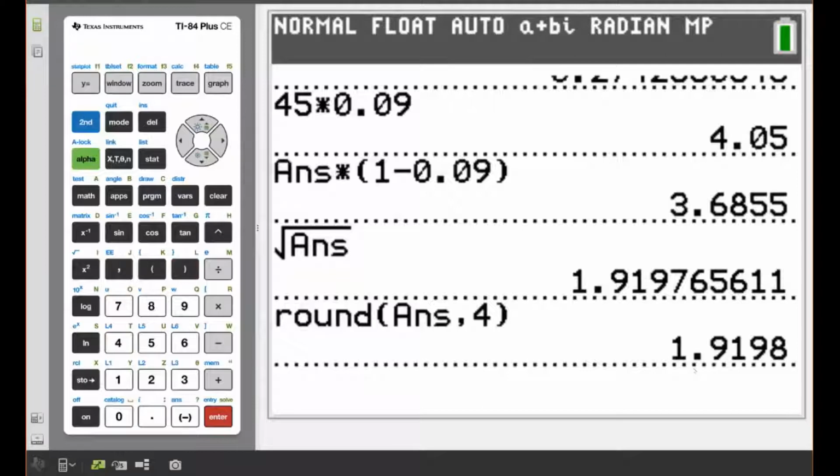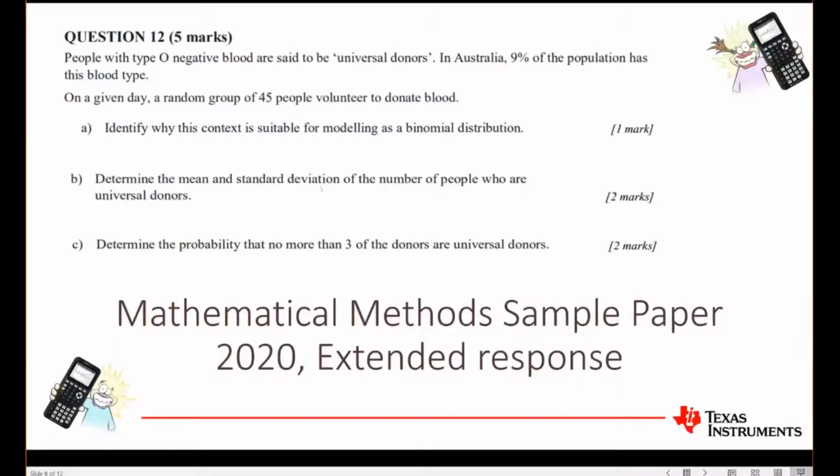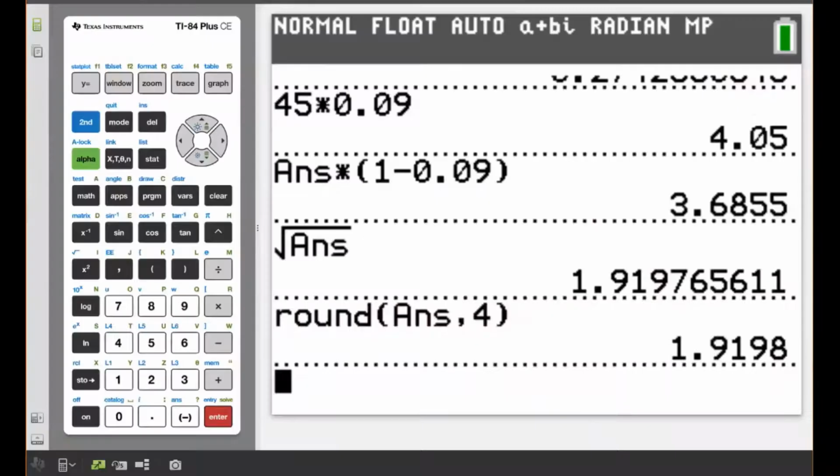And perfect. I just got to check the second half of that question. So that's the mean and the standard deviation. The next part of the question, we want to determine the probability that no more than 3 of the donors are universal donors. So if we're talking about no more than 3, that means we're looking at whether there's 0, 1, 2, or 3. So this is again a less than probability. We're finding the probability that X would be less than or equal to 3.